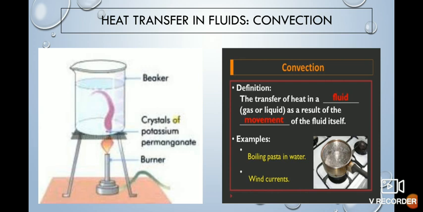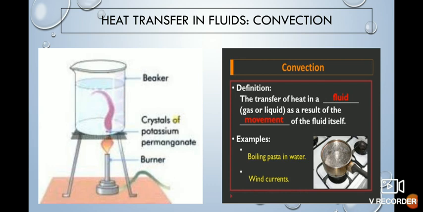The explanation is very, very easy. The molecules at the bottom, near the burner, absorb the heat from the burner and become less dense. They become lighter and they begin to rise up. Since these molecules have the color of the potassium permanganate crystals, you see a column of violet rising to the top of the beaker. What happens to the cold water at the top of the beaker? It being denser, because it is cold, it begins to settle down.